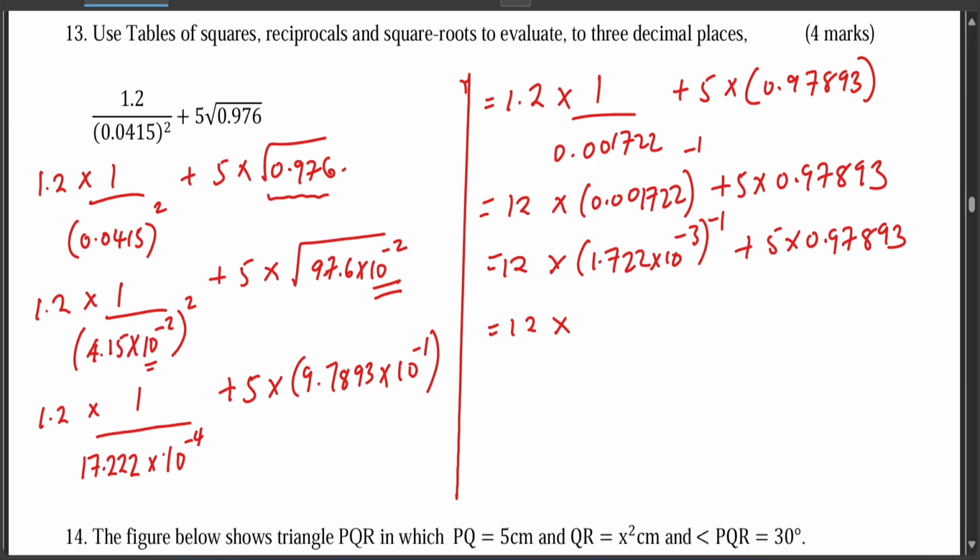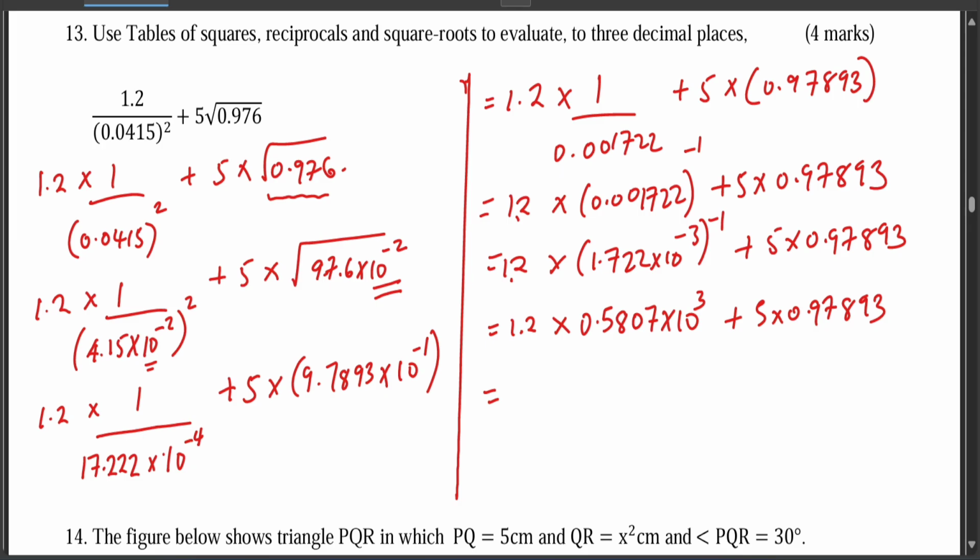So reciprocal of 1.722, which is 0.5807 times 10 to the power of positive 3. So this one should be 1.2, not 12, sorry.